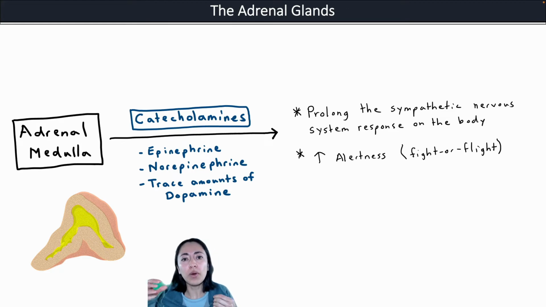So whenever your sympathetic nervous system becomes active, it actually stimulates your adrenal medulla to release epinephrine and norepinephrine into your blood. And these two hormones will help prolong the sympathetic nervous system response in your body. So it's going to help keep your heart rate elevated for a longer period of time, help to keep your alertness elevated for a longer period of time than a simple nerve response would.